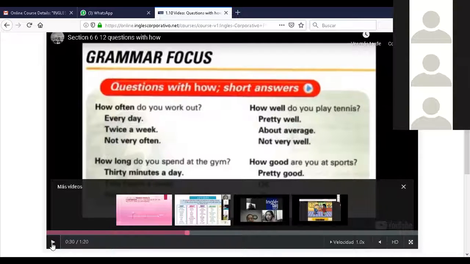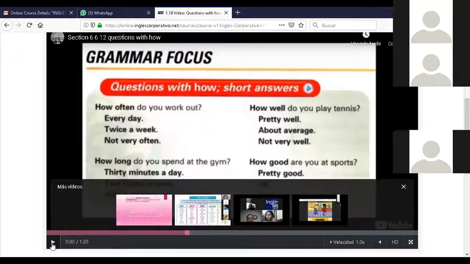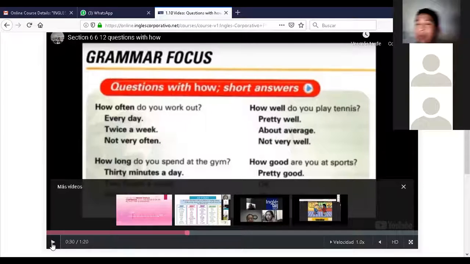All right. So, guys, this is what we're going to do. I'm going to open the break rooms, and you're going to be asking questions to each other. Se van a estar haciendo preguntas entre ustedes. ¿Cómo preguntamos qué tan seguido? How often? ¿Qué tan bien haces algo? How well. ¿Qué tan bueno eres haciendo algo? How good. ¿Qué tanto tiempo haces algo? How long? You ready, guys? Estamos listos.